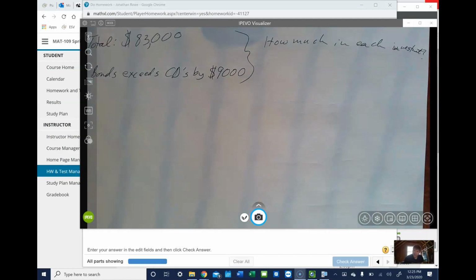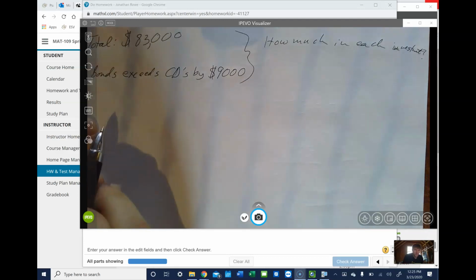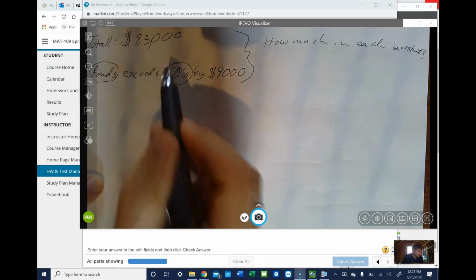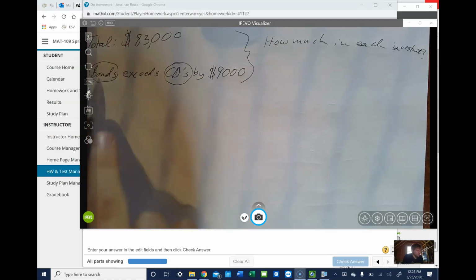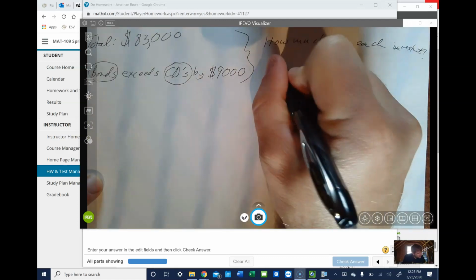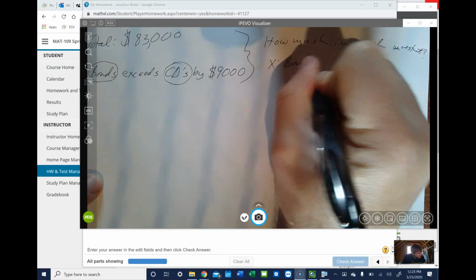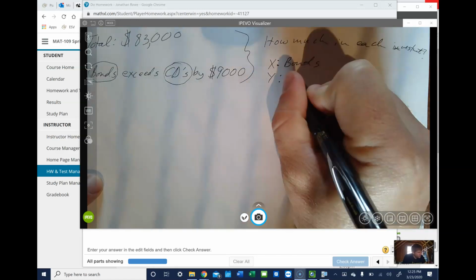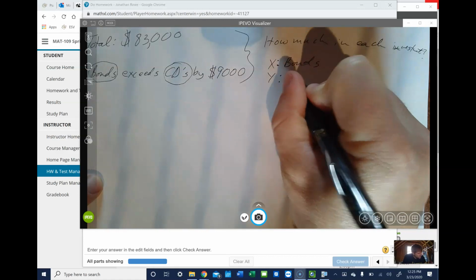Now, what I like to do is first define my variables according to the final question that it's asking. It is asking how much in each investment. What does it mean, each investment? What are the investments that we're talking about? We're talking about bonds. We're talking about CDs. So how much should go into each of these? I'm going to let X be the bonds, or the amount of money in the bonds. And I'm going to let Y be the amount of money in the CDs.